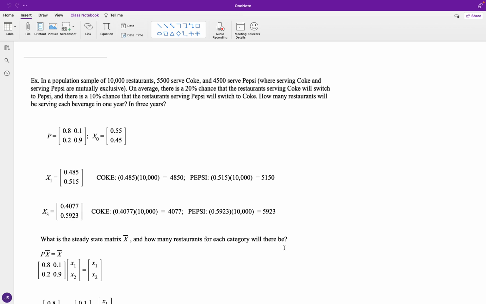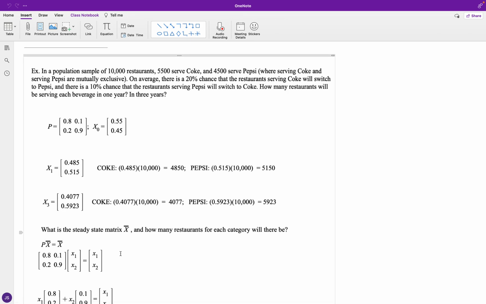And one might pose the question, would there be a saturation point, like a theoretical maximum for the number of restaurants serving Pepsi in the pool of 10,000, and a theoretical minimum for the Coke serving restaurants? And the answer to that question is yes, if you go by the use of Markov chains and using the steady state matrix. And so we have posed the questions. What is the steady state matrix, and how many restaurants for each category will there be?